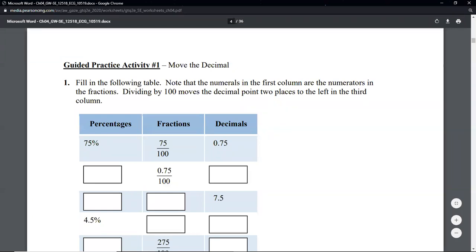So they give you an example of just 3 that are connected, and they don't show you the work for it. 75% is 75 over 100 is 0.75. But the theory is you could start with any of these three things and get the other two.